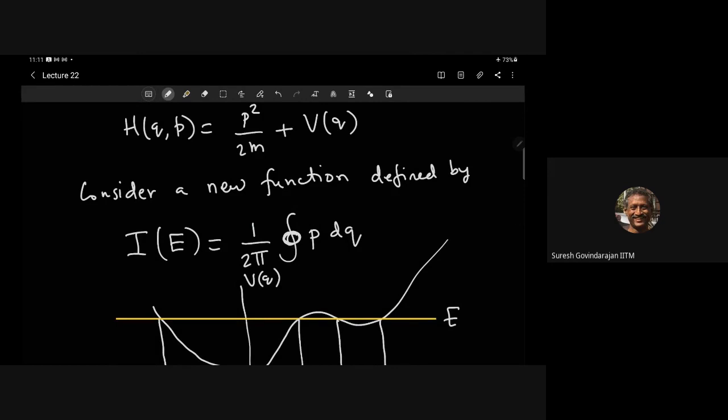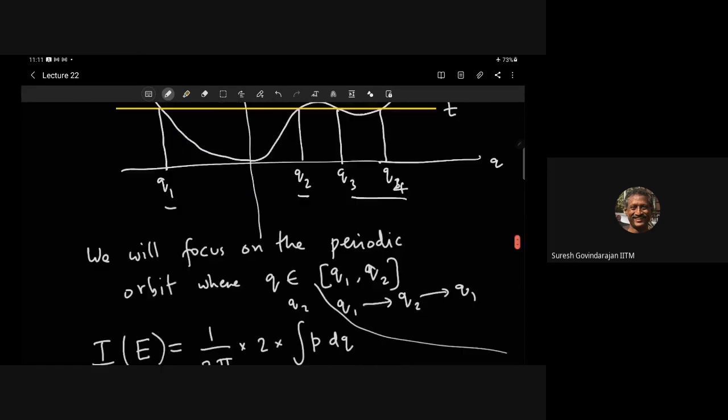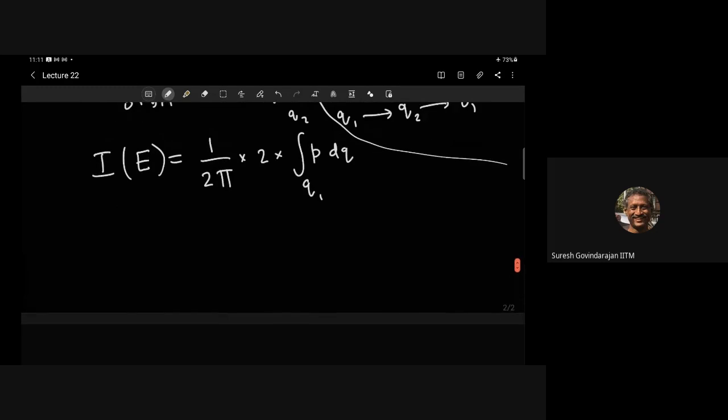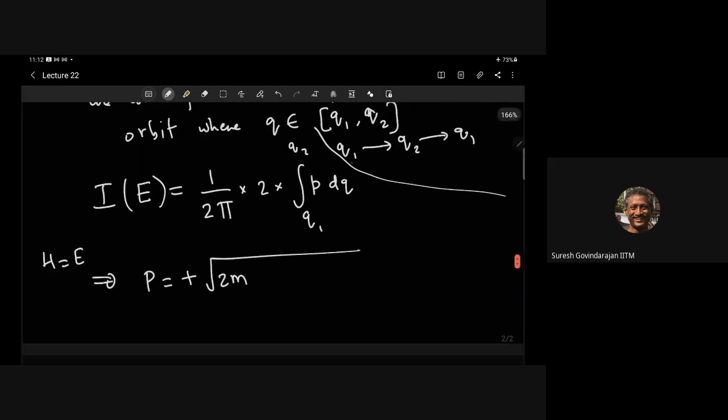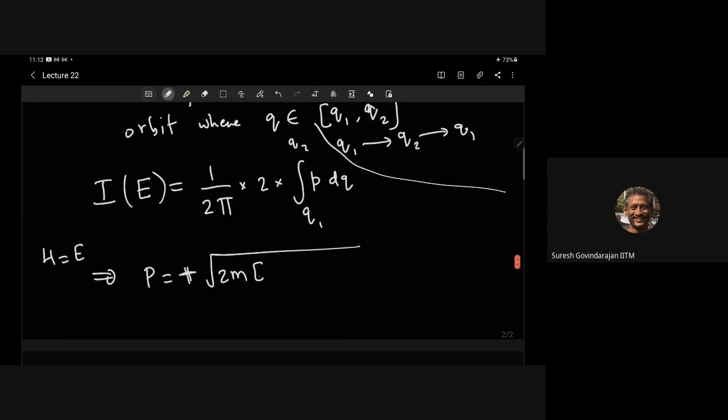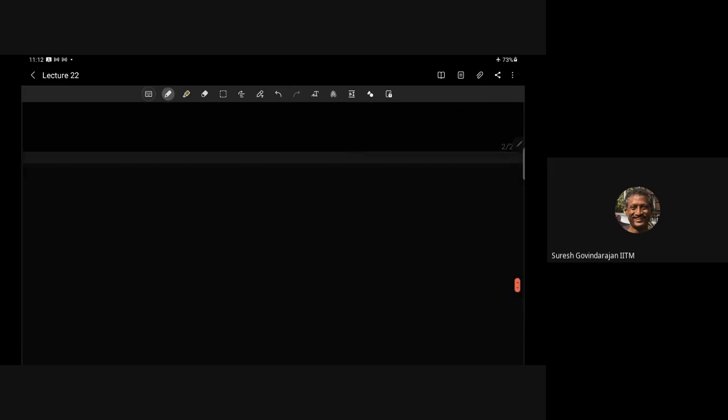So this periodicity is implicit in this whole story, and that's what we get, and we have to do this integration. And what is P? P will be plus square root of 2m, because H equals E, right? And we are going from Q1 to Q2, so we choose the positive sign. 2mE minus 2m V of x. So this is what we need to do.